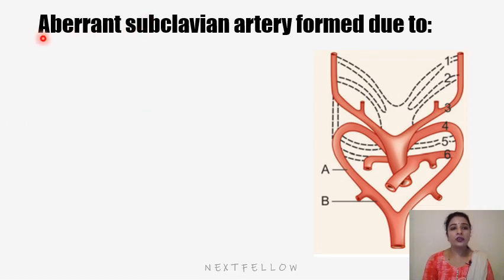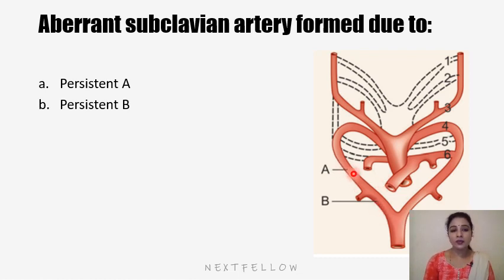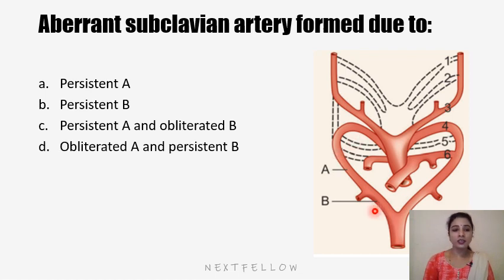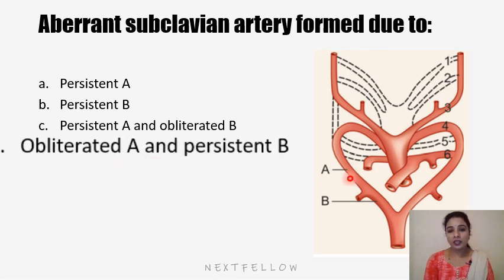And here is the next question: aberrant subclavian artery is formed due to persistence of A, persistence of B, obliteration of A and persistence of B, or obliteration of B and persistence of A. I hope you could answer this. For the aberrant subclavian artery, the right fourth aortic arch proximal part A should get obliterated, and the B part will persist.